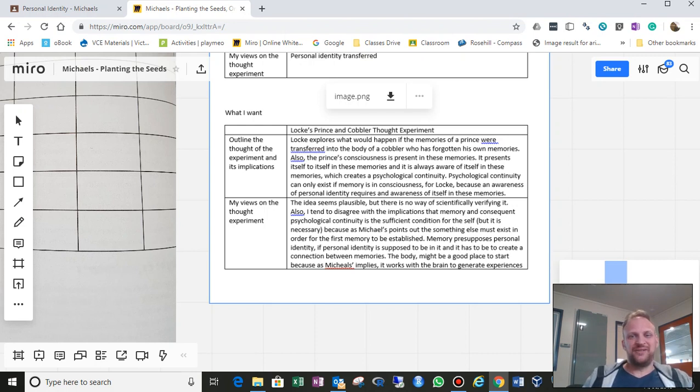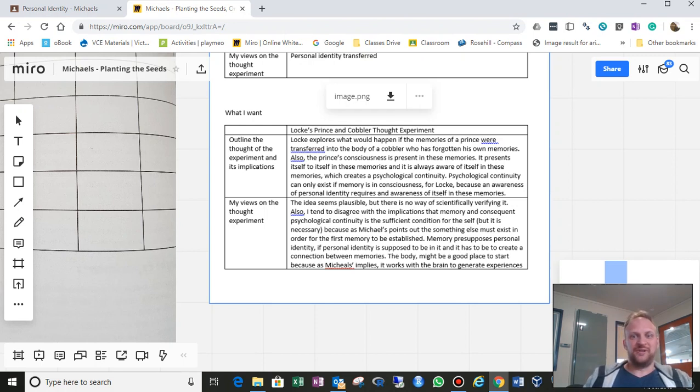Also, I tend to disagree with the implications that memory and consequent psychological continuity, so I'm trying to point out again that memory and its connections generate psychological continuity, is the sufficient condition for the self, but it is necessary, because I believe personally that it creates a sense of self once you make those connections. It just happens. But it can't be the only condition, right? And because I've read Michaels, that's why.